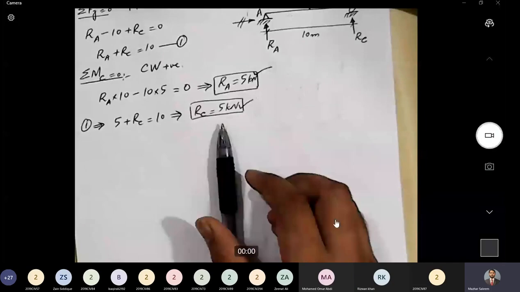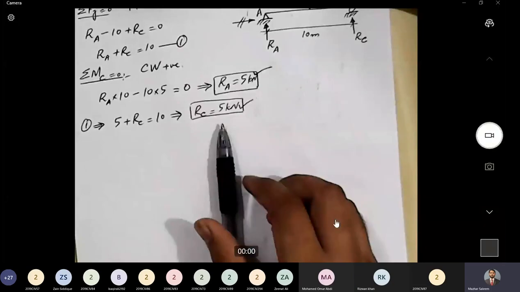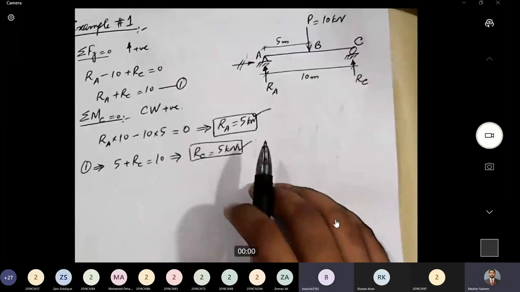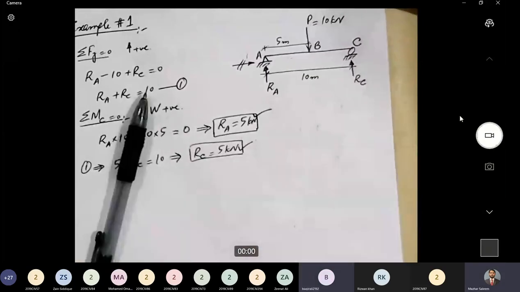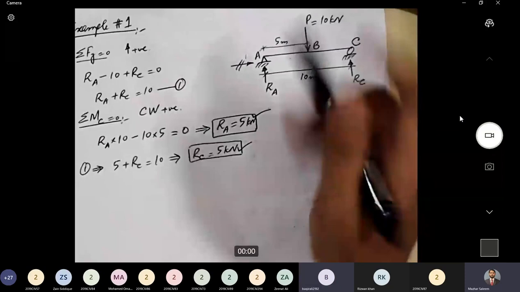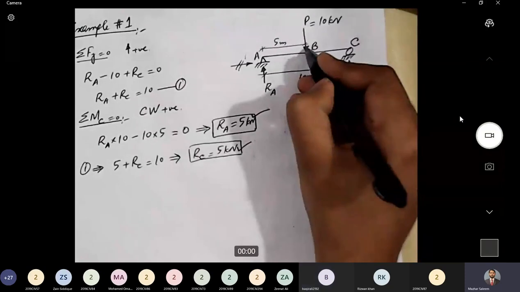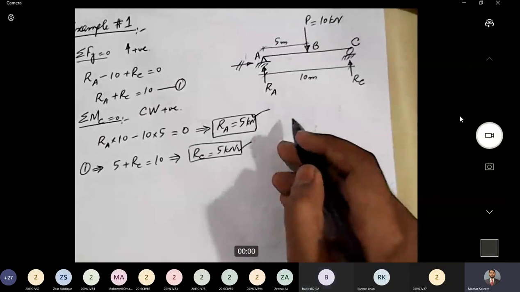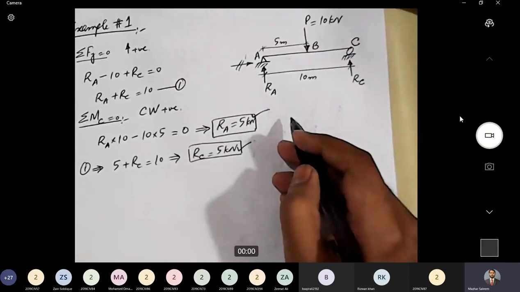Bakir, please go ahead. Sir, please tell the direction of the point load. Point load's direction. I mean, yes, this arrow is showing the direction of point load. What else do you want to know?